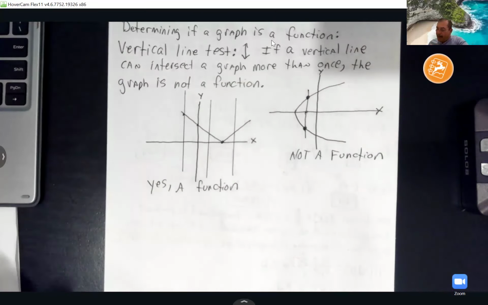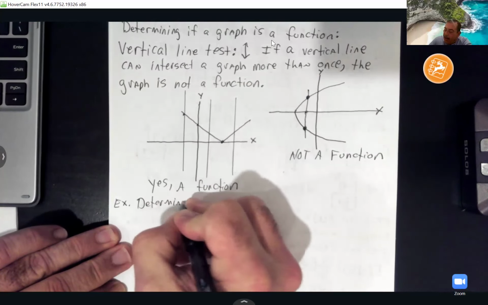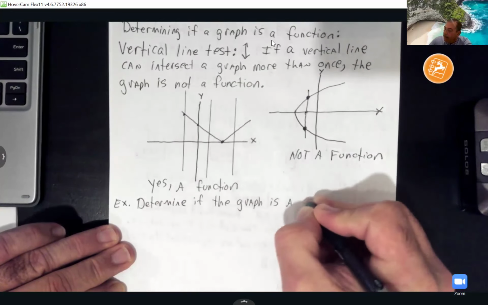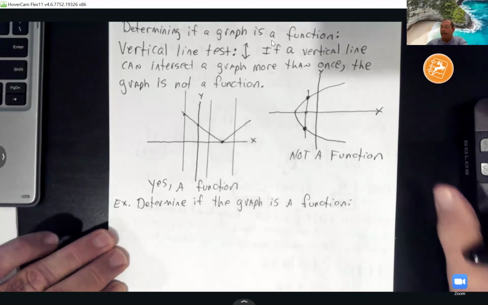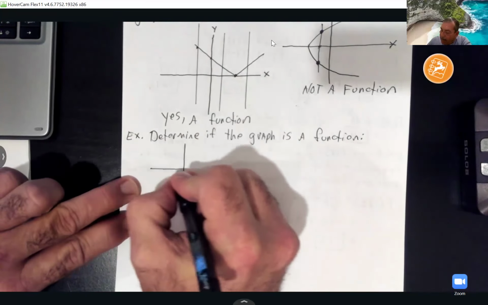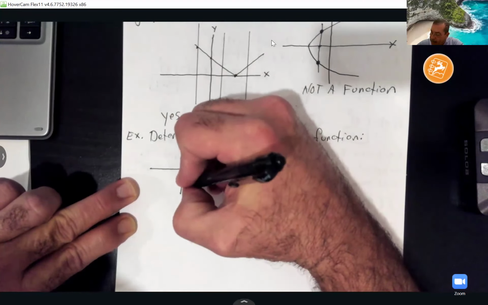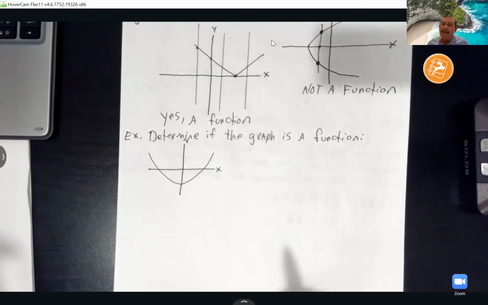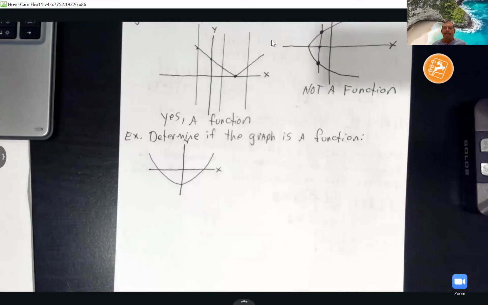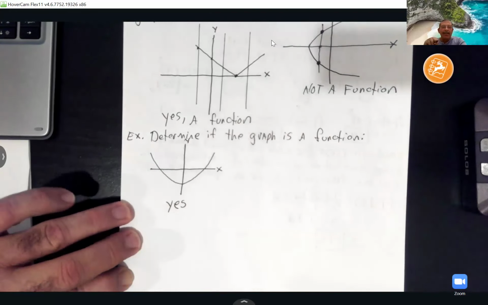So let me do a few of these and see what y'all think about these. So y'all, you're going to determine if the graph is a function. All right, so how about my first one? All right, there's my X and Y. And this one sort of looks like a parabola. So we drew parabolas the other day for homework. But y'all, my question to y'all is this parabola a function? Yes. Good job. Definitely yes. Because y'all, no matter where I draw vertical lines, it only intersects it one time.